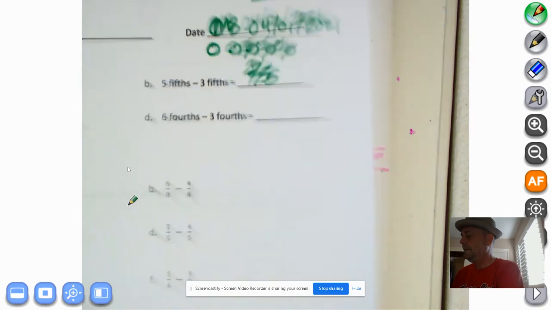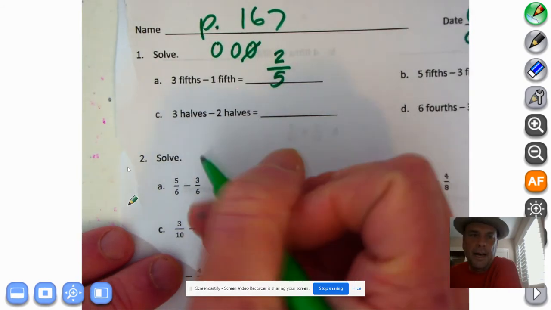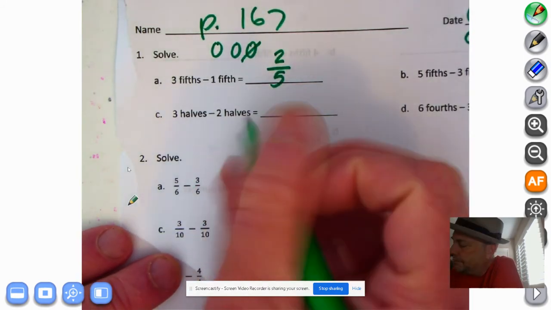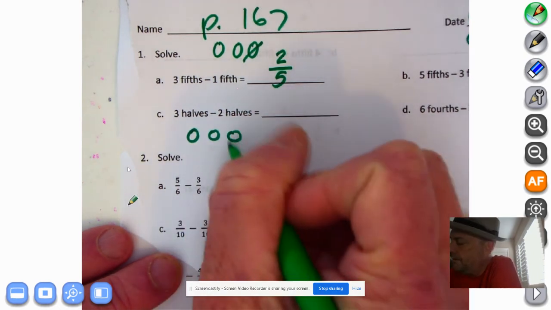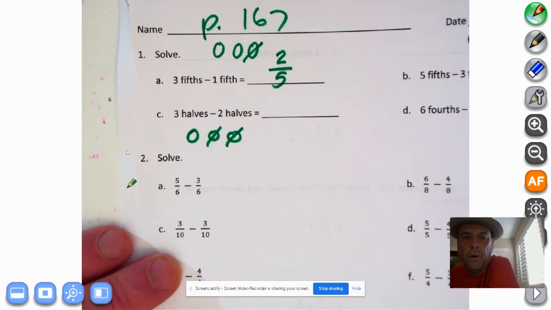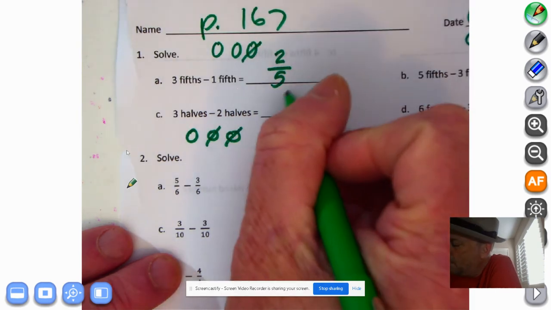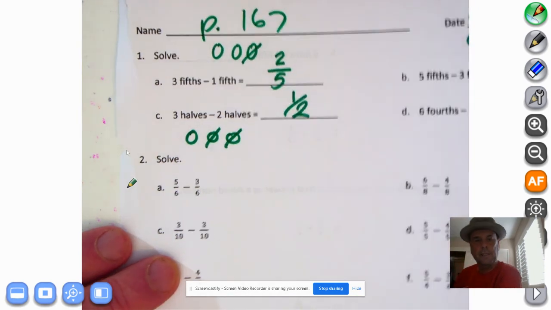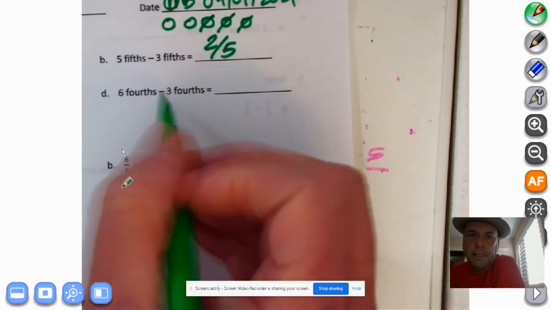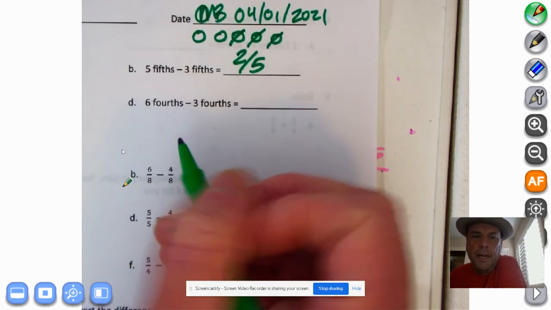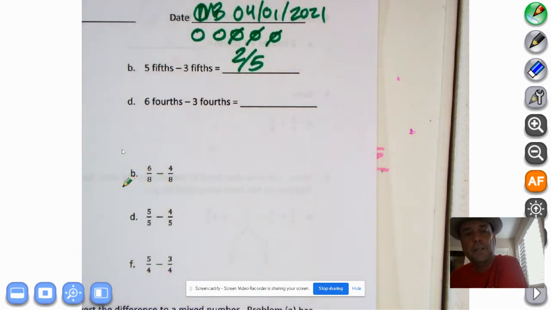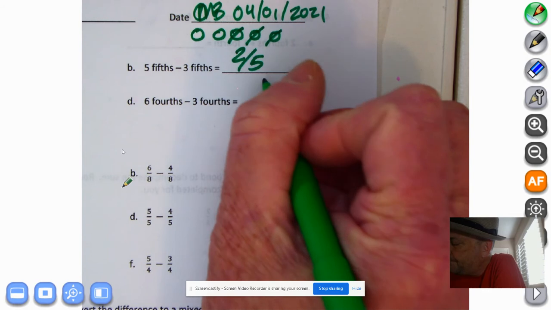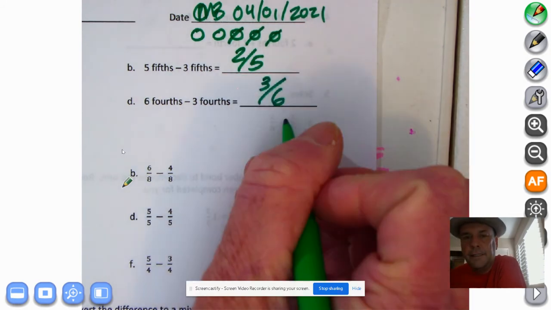Let's say you had 3 halves minus 2 halves. Let's say you had 3 cookies and you took away 2 of them. How many cookies would you have left? You'd have 1 cookie. In this case, we have 3 halves. I took away 2, so I have 1 half. Kind of making sense, I hope. 6/4 minus 3/4. Okay, so I have 6/4. I'm taking away 3/4. How many fourths are left? Well, 6 minus 3 is 3. So I have 3/4 left.